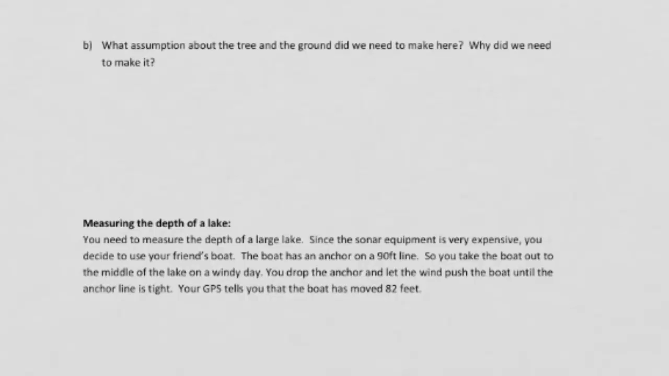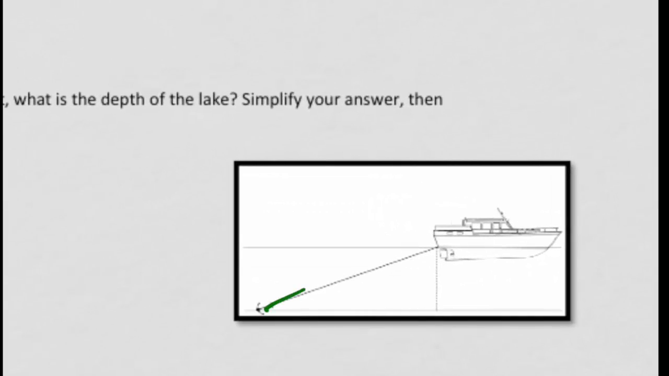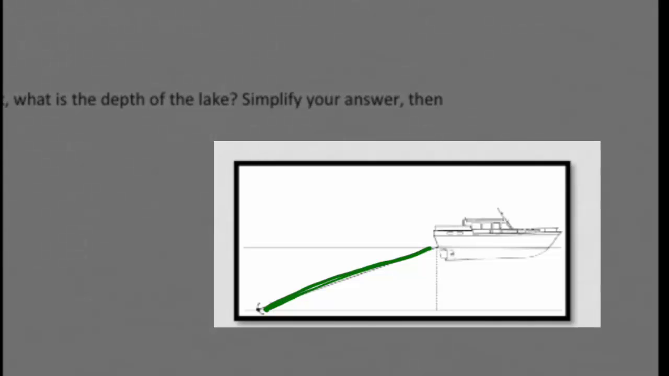The next thing is you need to measure the depth of a large lake. Since the sonar equipment is very expensive, you decide to use your friend's boat. So we have a couple of measurements here. The GPS tells us that the boat has moved 82 feet. We also know that the boat has an anchor with a 90-foot line. So here's my anchor right here. Now in this case we've been given something else. We've not been given the legs of the triangle to find the hypotenuse, but we've in fact been given the hypotenuse.